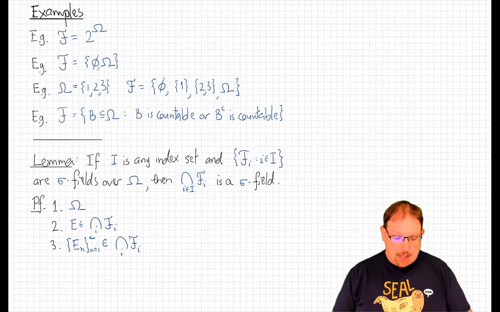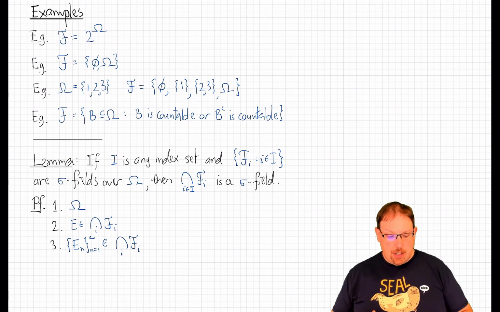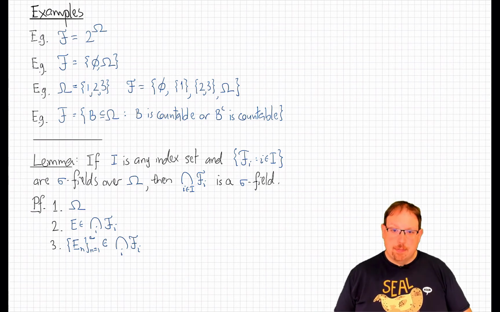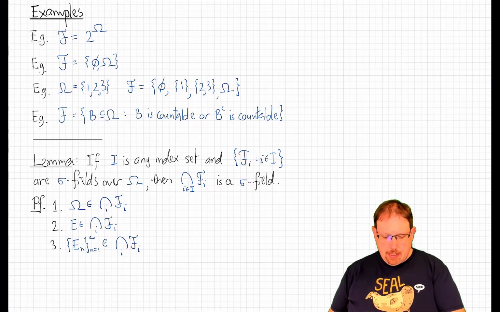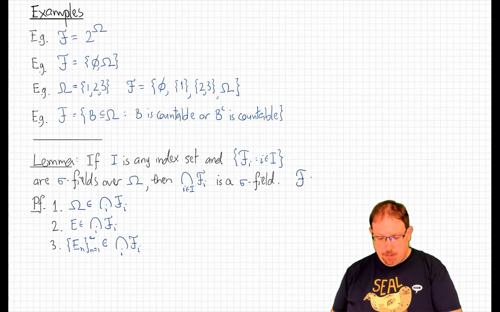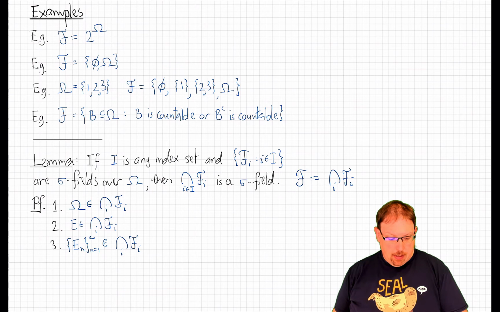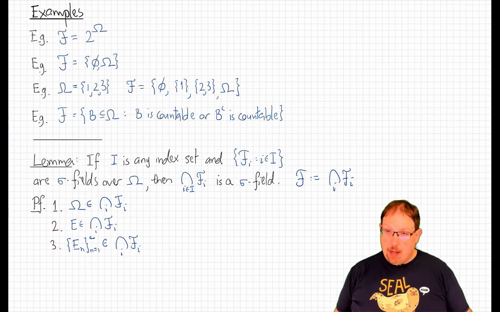This lemma says that if I take any intersection, in fact an arbitrary intersection, it could even be uncountable, of sigma fields, the result is a sigma field. Now why is that? Well, we simply have to check each of the three conditions that define being a sigma field. Let's give this putative sigma field a name. Let's call it F. We want to check each of these three conditions holds for F.